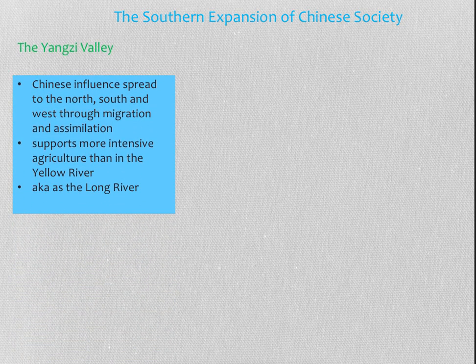The southern expansion of Chinese society, looking at the Yangtze Valley. It's important to know that China will influence their spread to the north, south, and west through the migration of assimilation. So Chinese people will spread around the Asian area, and this will support more intensive agriculture, especially in the Yellow River area, also known as the Long River.